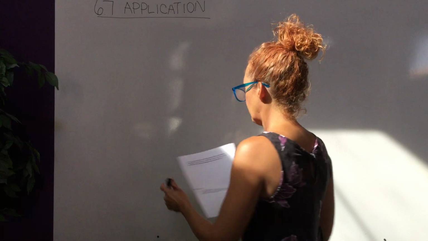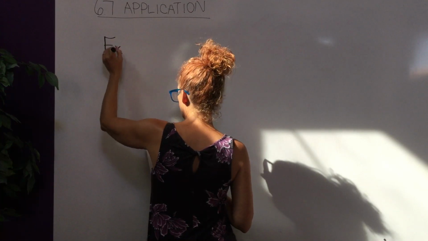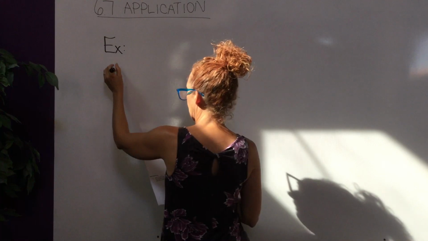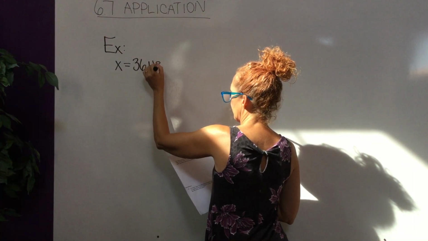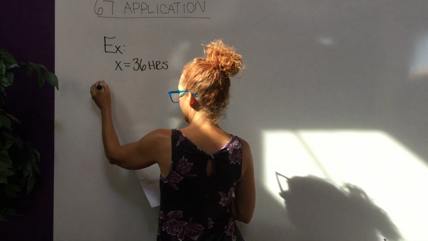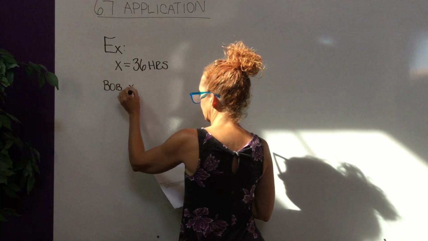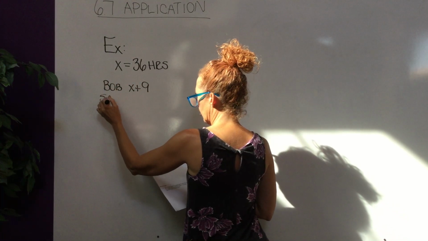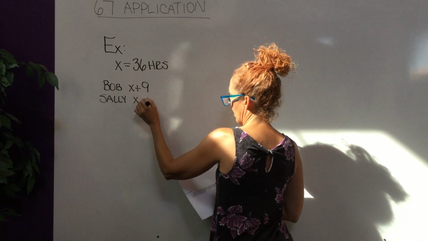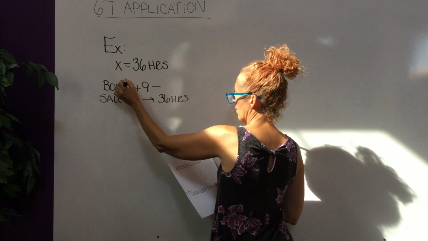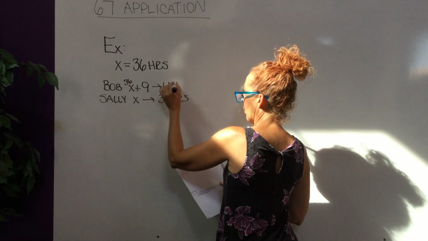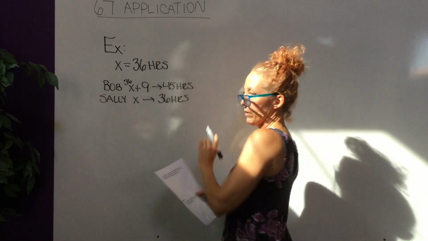So we left off, the video cut out unexpectedly on example 2, but I believe you understood that x could not be negative, and so x equals 36 hours was where the video paused. Then Bob was x plus 9, and Sally was just x, so Sally takes 36 hours, while Bob takes 36 plus 9, or 45 hours.